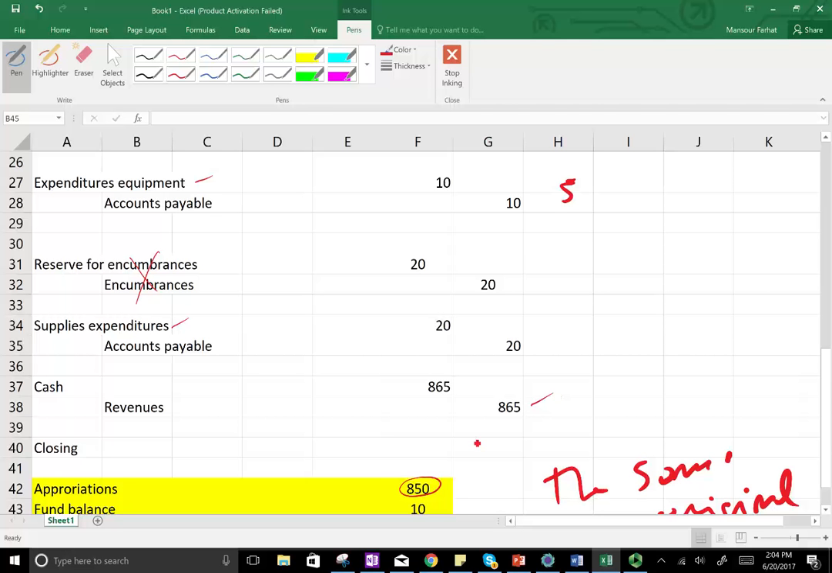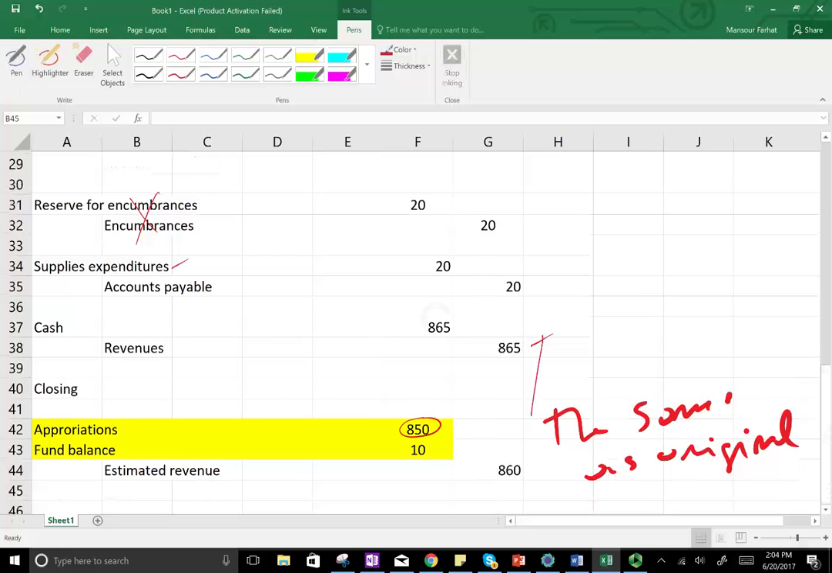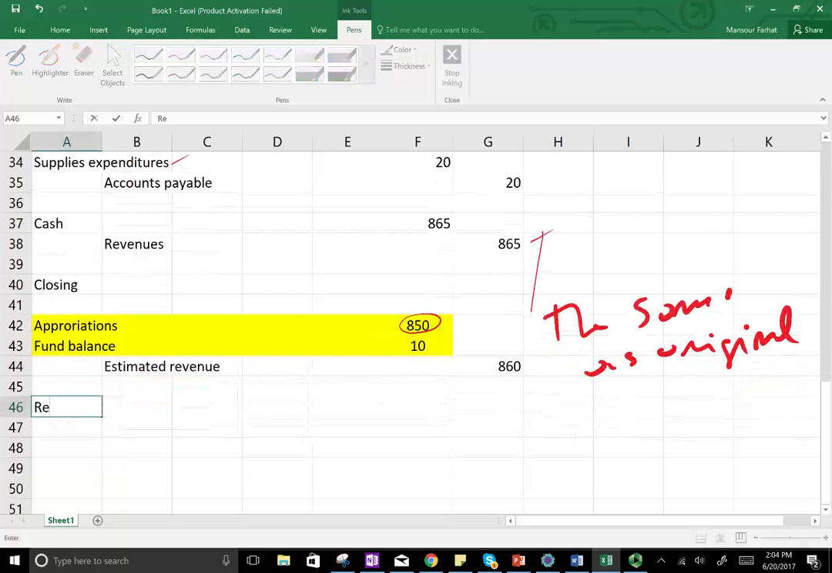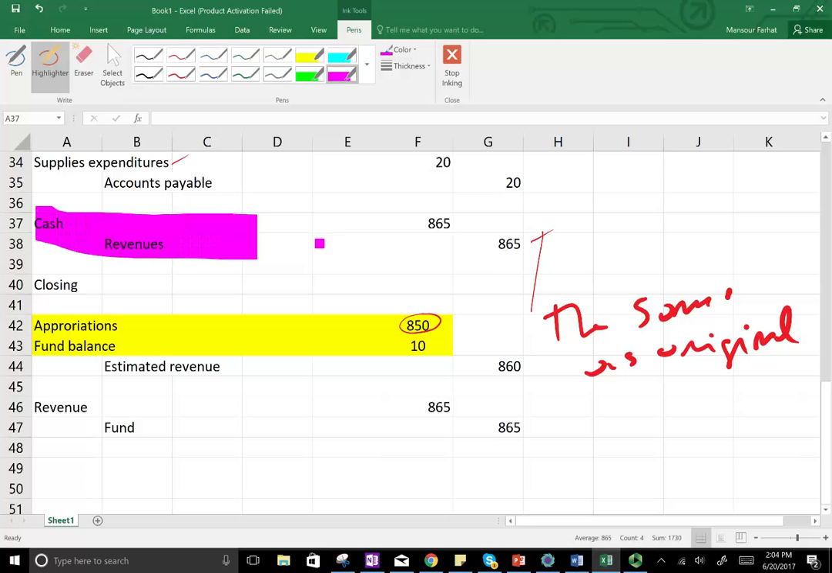So I'm going to have to debit revenues. Let's start with closing revenues. This is regular revenues, the revenues that I actually generated, 865. And how do revenues affect fund balance? They increase fund balance. And credit fund balance 865. So I closed the revenues. This is done.